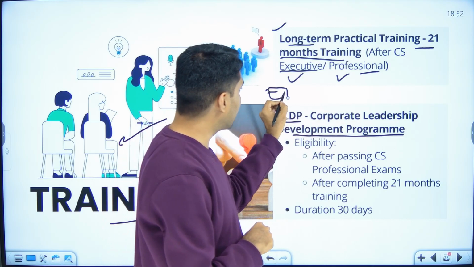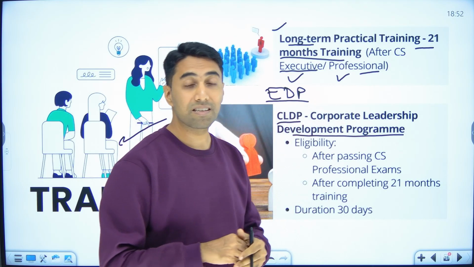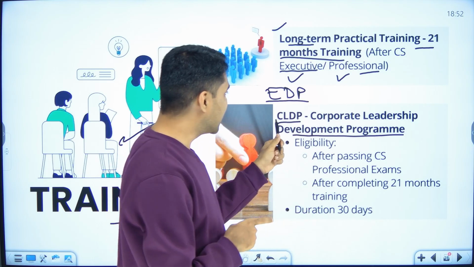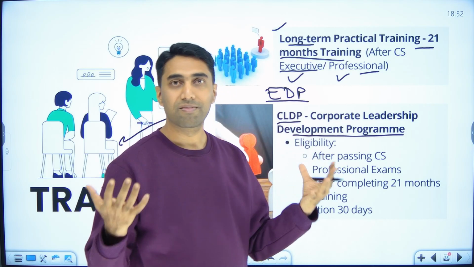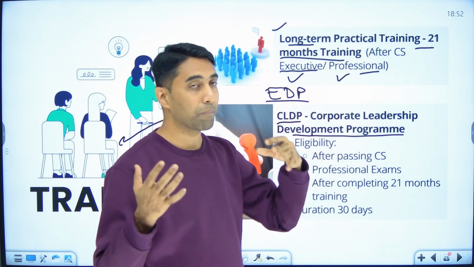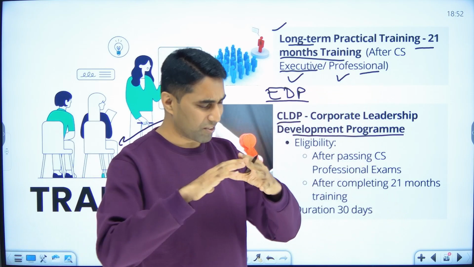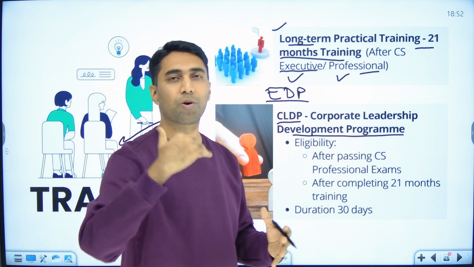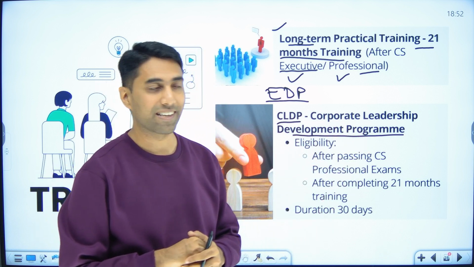So executive development program, EDP, when is it? After executive. So when is CLDP? After professional, after training. You should have completed training. You should have completed professional. You have completed everything. You just have to go get your CS professional degree.